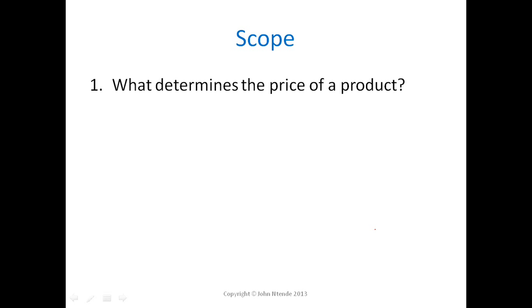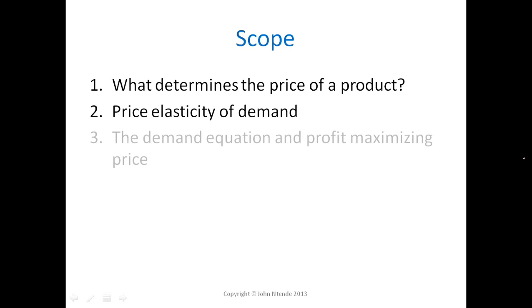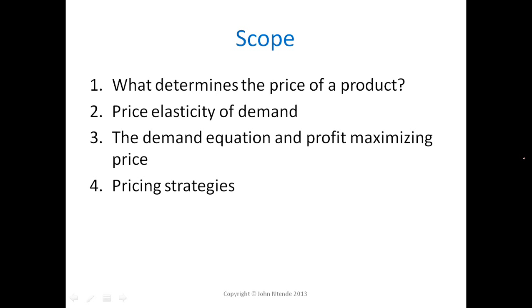To start off, let us look at the scope of our discussion today. One, we shall briefly look at what determines the price of a product. Then we shall look at a concept called price elasticity of demand. Then we shall evaluate the demand function and try to theoretically find a profit maximizing price. Eventually, we shall look at the different pricing strategies a firm might use for its products or services.